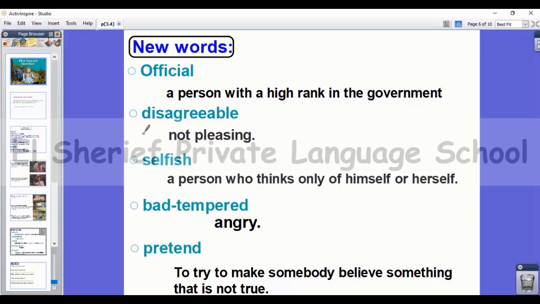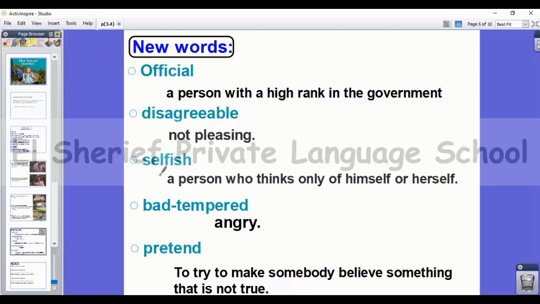Number 2, disagreeable. When we say that Mary is a disagreeable, selfish and bad-tempered girl, what's the meaning of disagreeable? Disagreeable means not pleasing. She is always sad and angry. And selfish, a person who thinks only of himself or herself. She always thinks of herself, just herself. And the last adjective about Mary is bad-tempered, and bad-tempered means angry. So Mary was an angry, selfish, bad-tempered little girl.